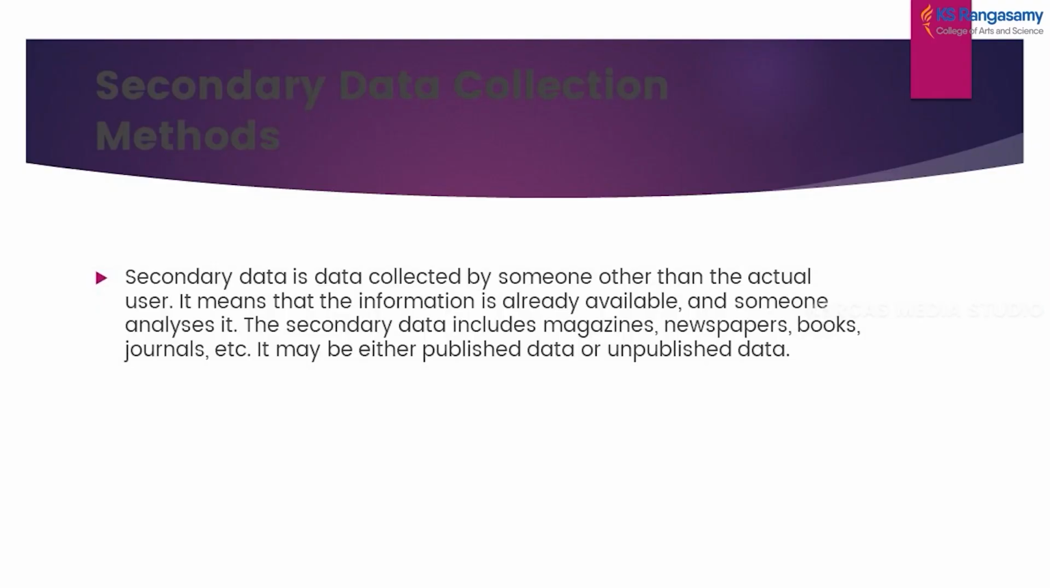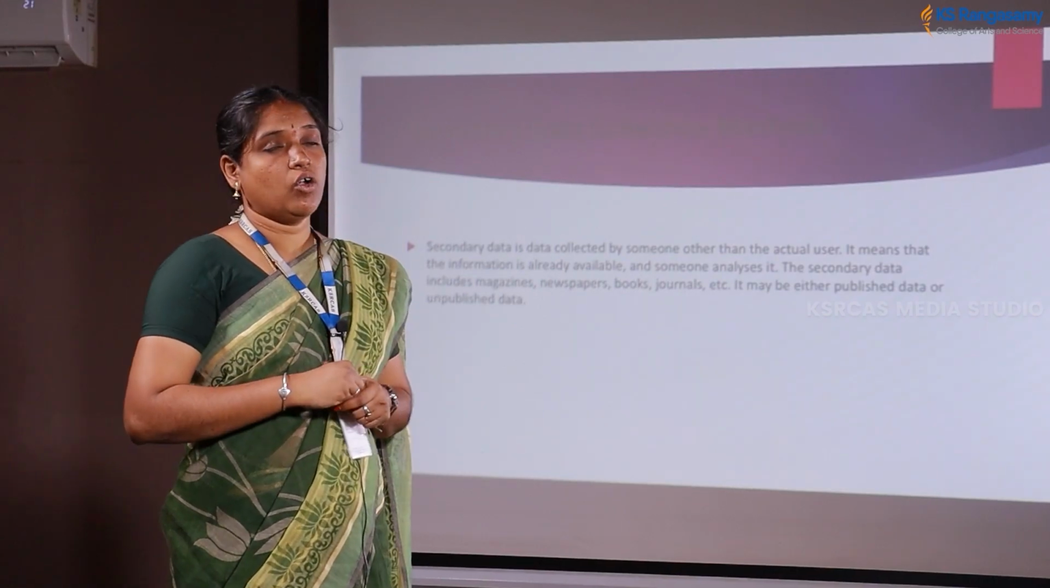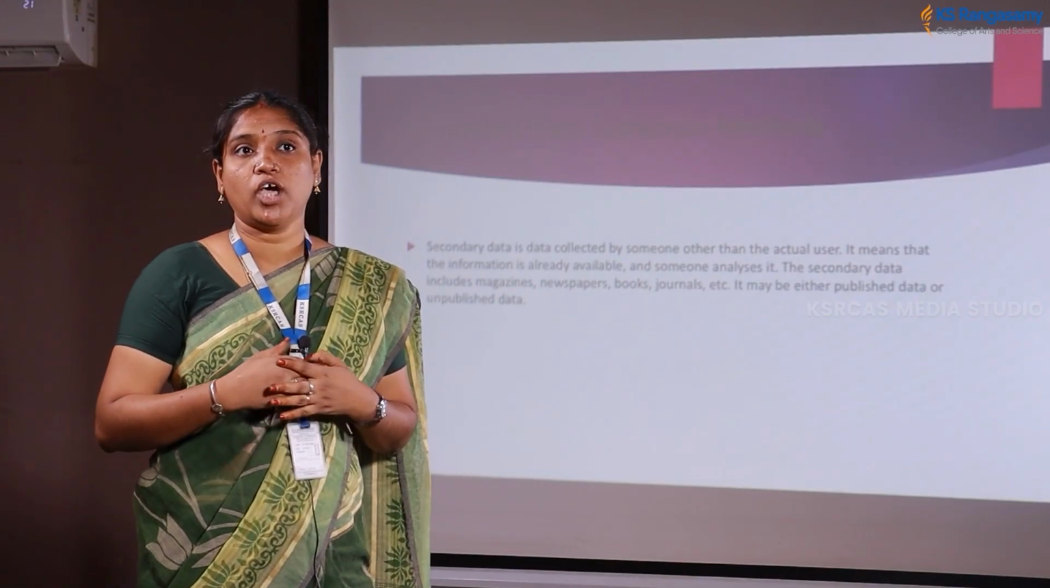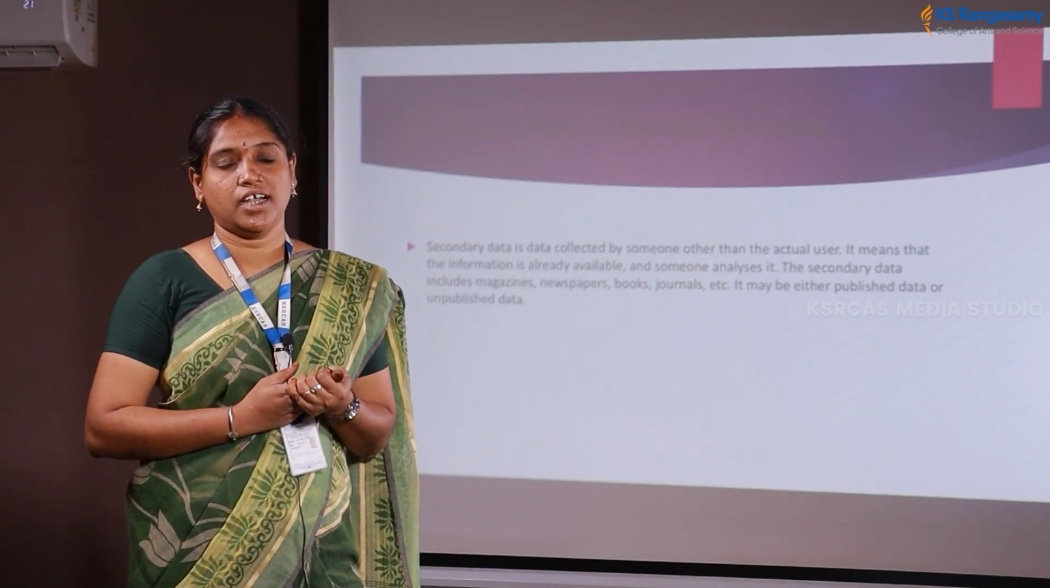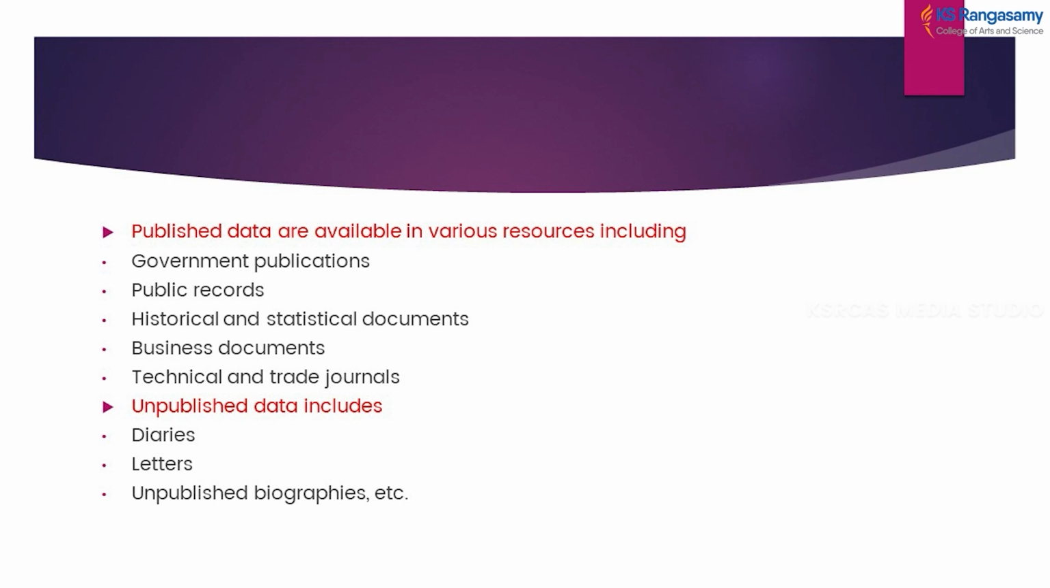And the secondary data collection method. Secondary data is data collected by someone other than the actual user. It means the information is already available and someone has analyzed it. Secondary data includes magazines, newspapers, books, journals and so on. The secondary data is already filled up, and you have to use the data again for data collection. The sources of secondary data.